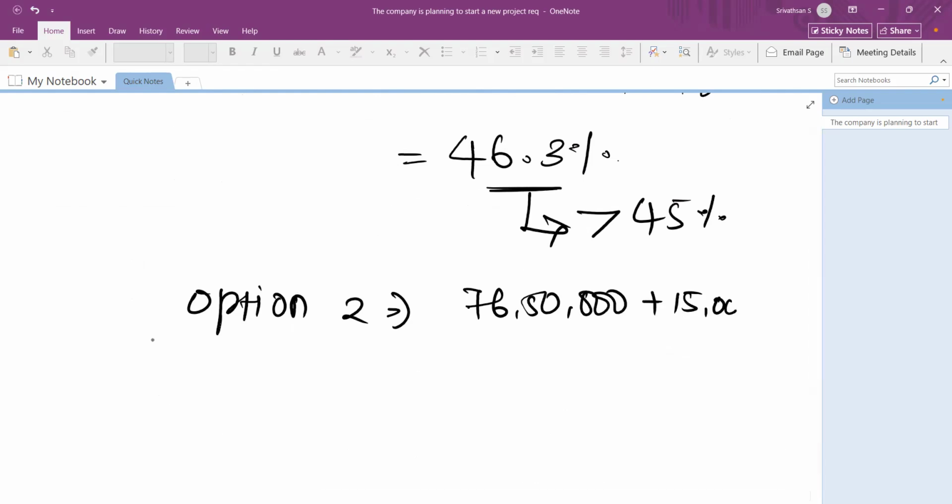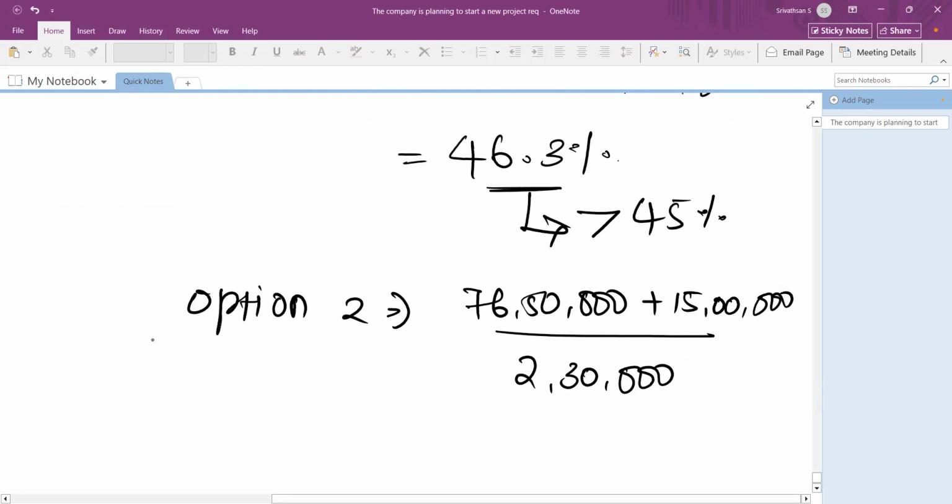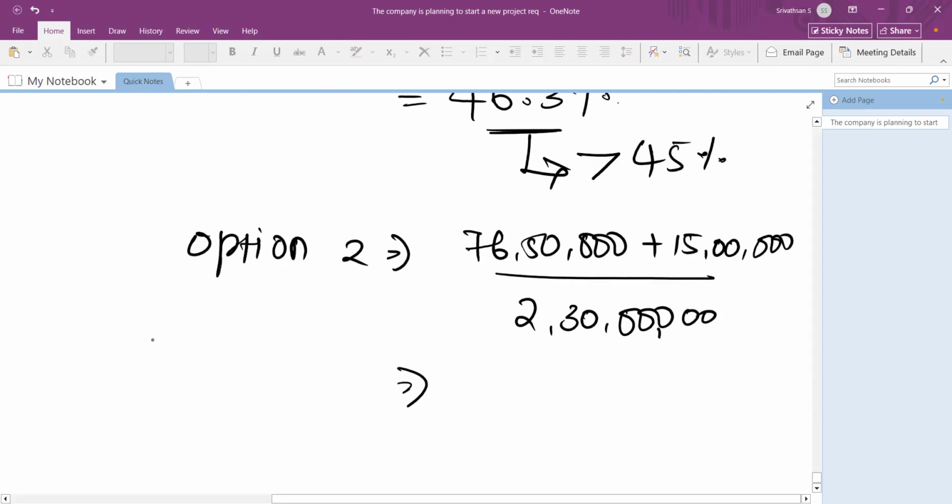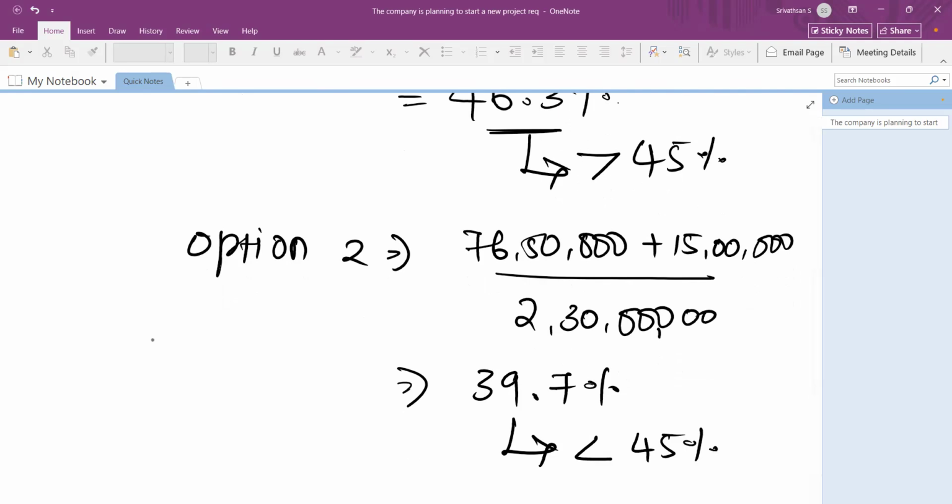So the new debt under option 2 will be 76 lakh 50,000 existing debt, plus an additional debt of 15 lakh rupees, divided by debt plus equity, which is nothing but the total capital employed of 2 crore 30 lakhs, or 23 million. So the debt to equity ratio under option 2 is 39.7%, which is less than 45%. So under option 2, the existing PE ratio will remain the same. It will not change. But under option 1, the PE ratio will come down by 15% because the debt to equity ratio is greater than 45%.